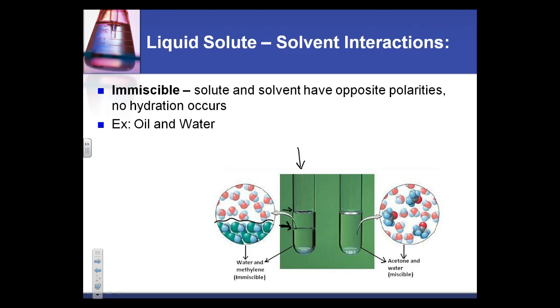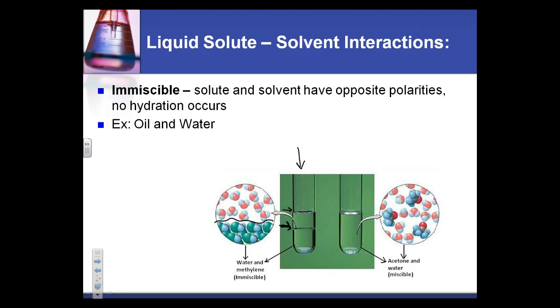Now we can tell a few things by this particle model. You know that water is polar. So methylene must be nonpolar. So there's no attraction, and so they don't mix. The other thing we can tell is the comparative densities. Which one's more dense? The methylene. How do we know? It's at the bottom.